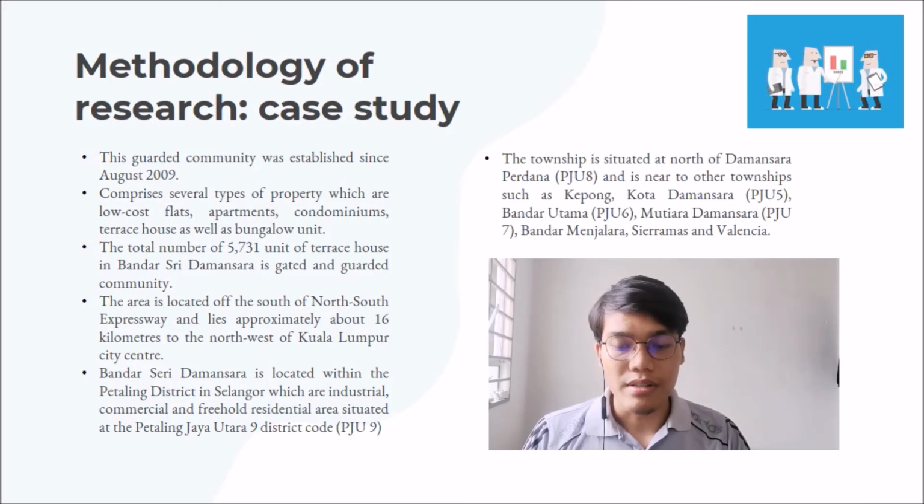Other than that, the area is located off the south of North Expressway and lies approximately 16 kilometers from Kuala Lumpur city centre. Bandar Seri Damansara is located within the Petaling district in Selangor, which is an industrial and freehold commercial and residential area. It is situated at the Petaling Jaya Utara 9 district code, called PJU 9.